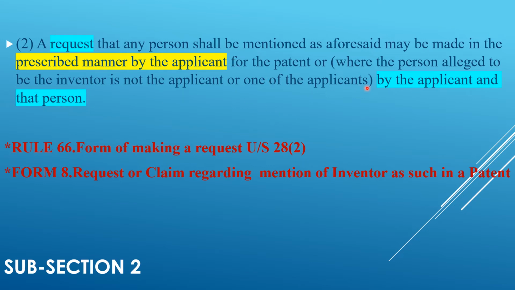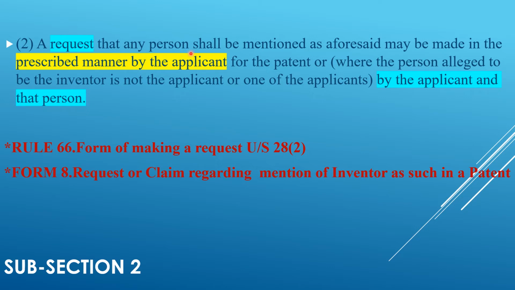That means here just observe this within the brackets, where the person alleged to be the inventor is not the applicant or one of the applicants. That means the person who is mentioned as an inventor and he is not included in the applicant or one of the applicants. In that case we can do the same thing by the applicant and that person. Fine. So just you can do like this. Don't read the statement written inside the bracket and try to read the statement again. Okay, let me read it.